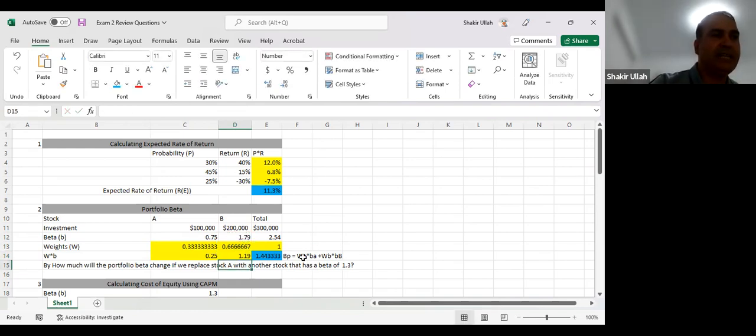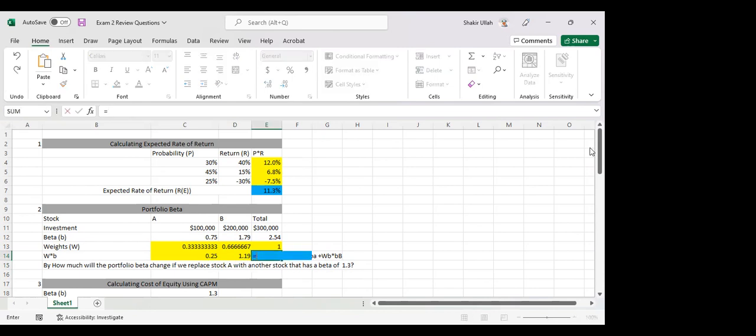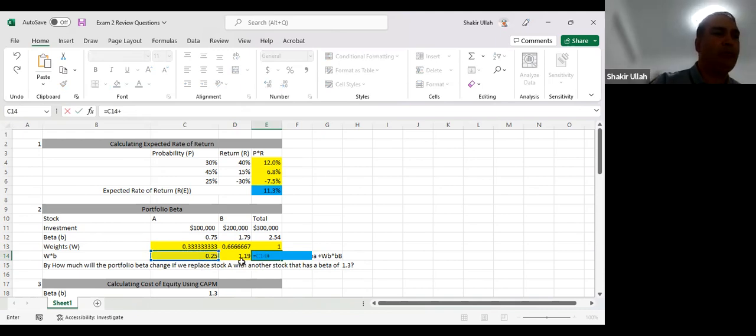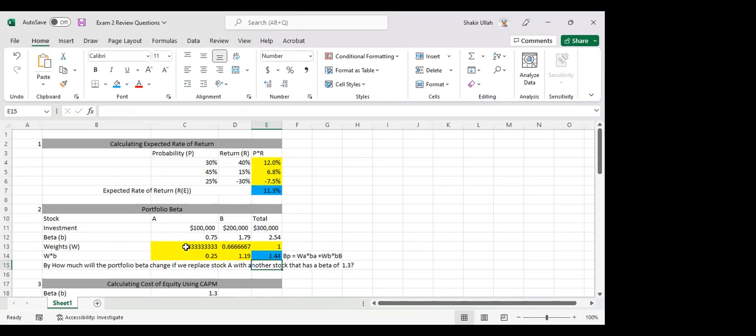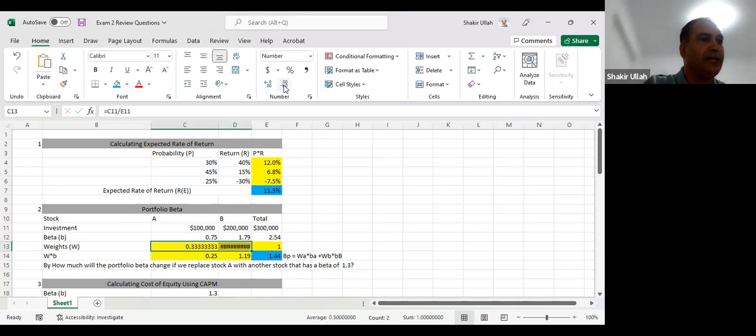When I have this, this is the first part of the formula, weight of asset A multiplied by beta of asset A, and then I also calculated weight of asset B multiplied by beta of asset B. So then I add them up as per the formula. So when I add them up, it comes out to be 0.25 plus 1.19, and that comes out to be 1.44. Okay, I got it. All right.